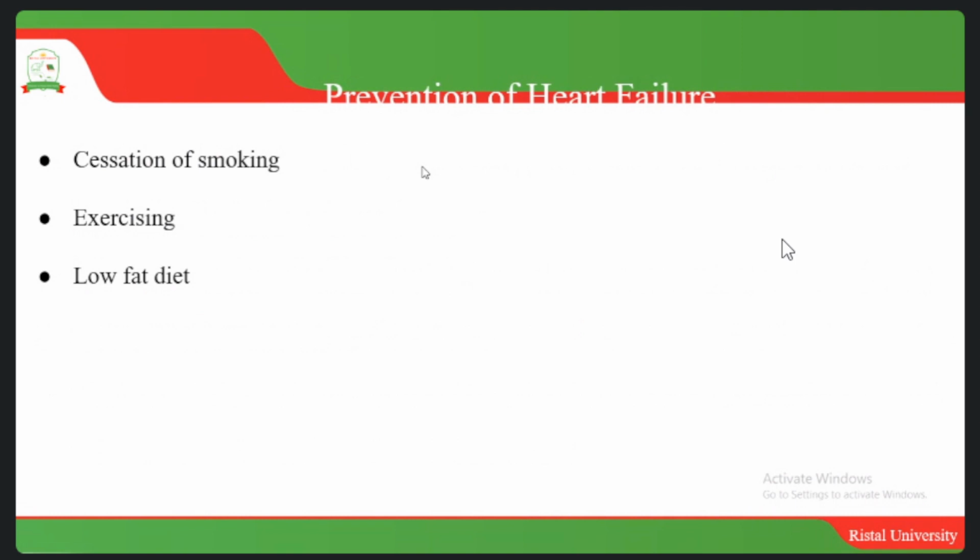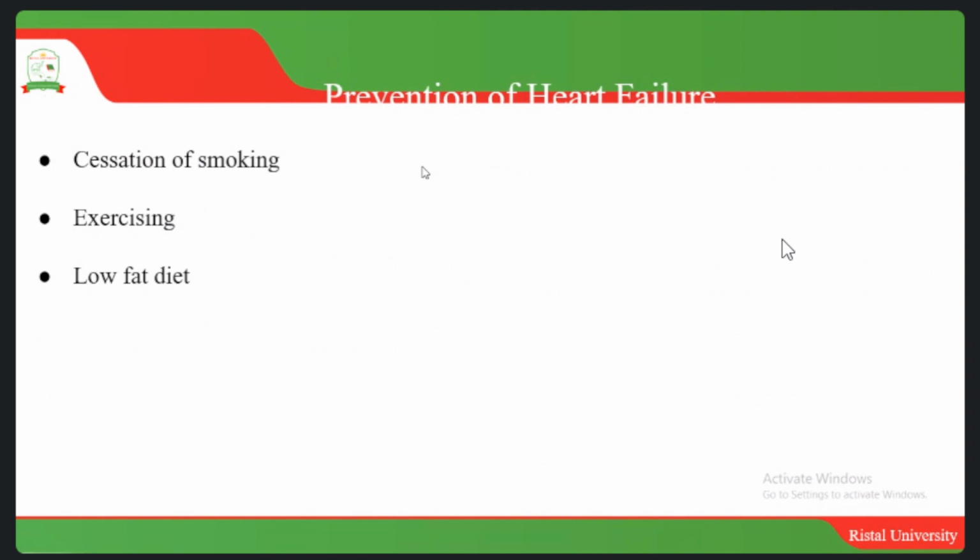Then exercising is also good, but there are some exercises which might be too much for the heart, and therefore we advise that we should not be doing too much exercise, depending on the age of an individual. So exercises vary according to individuals and also the age.